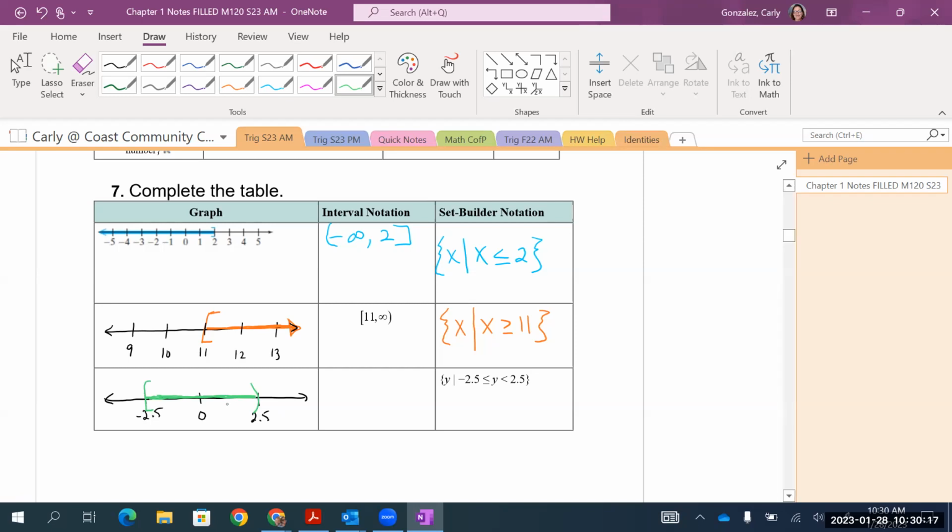So looking at that graph, where do I start? Negative 2.5, comma, where do I end? Positive 2.5. On the left, the negative 2.5 is included, so I get a bracket. On the right, the positive 2.5 is not included, so it's a parenthesis. And there we have it. So we are now done with our subskills for chapter 1.